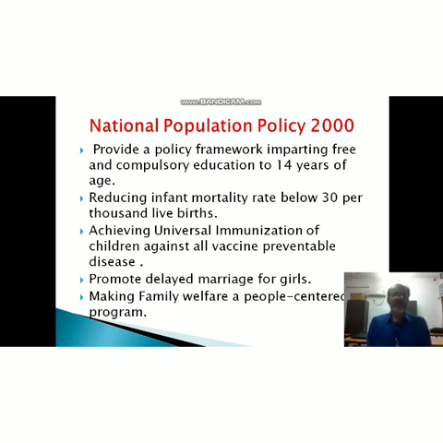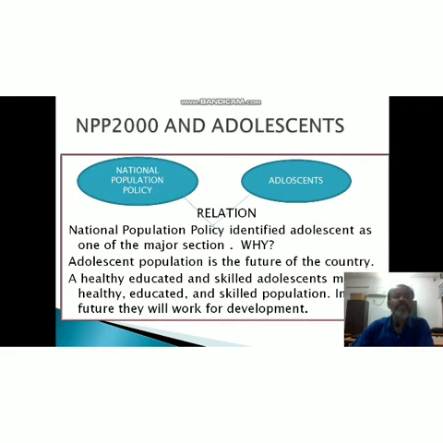Achieving universal immunization of children against all vaccine preventable diseases, the diseases which we can prevent with vaccines. So the government is using immunization of children and promoting delayed marriage for girls, making family welfare a people-centered program. That means it should not be imposed on the people, it should be a people-centered program.